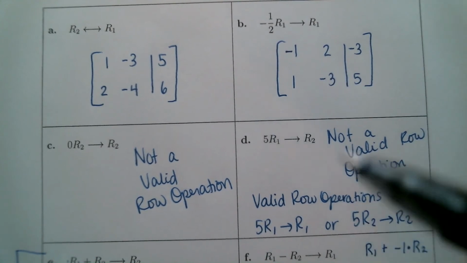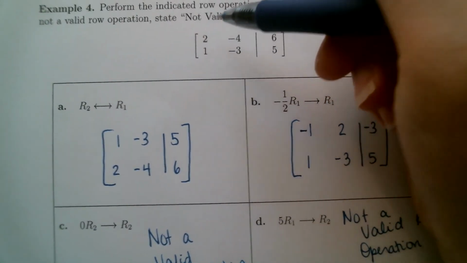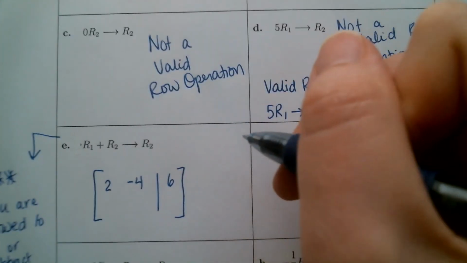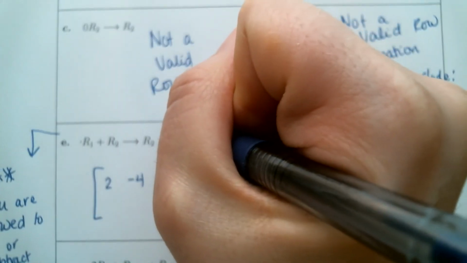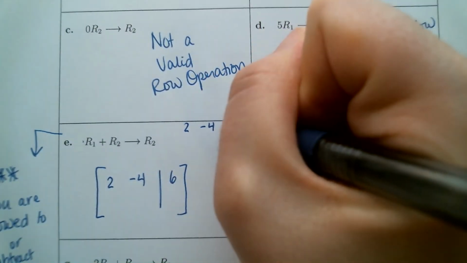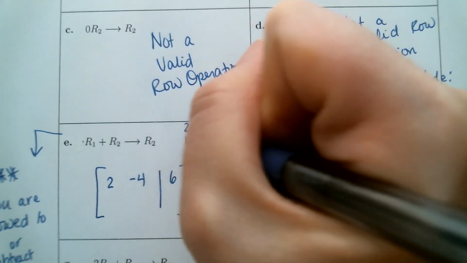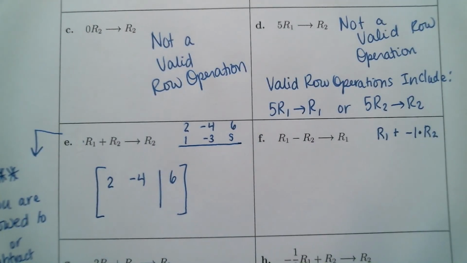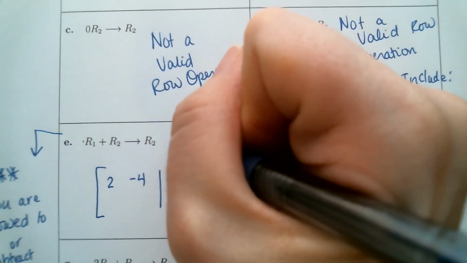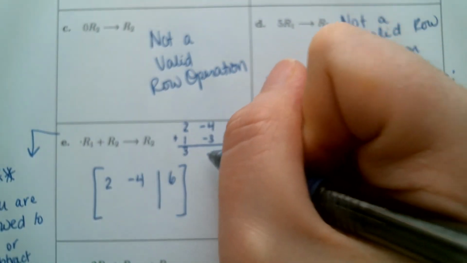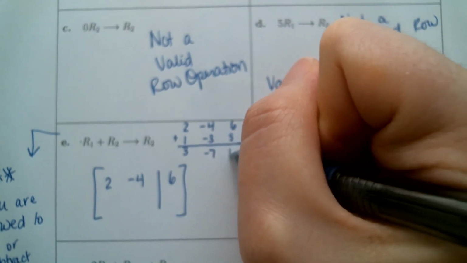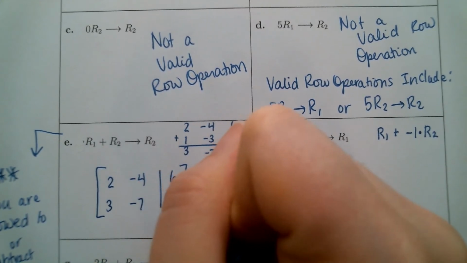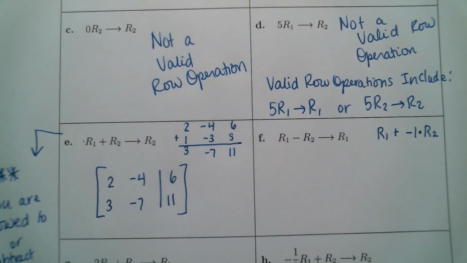So again, I'm going to add here. Let me do the work over here. So 2, -4, 6, 1, -3, 5. There's row 1 and row 2. We're just adding everything. So 2 plus 1 is 3, -4 plus -3 is -7, 6 plus 5 is 11. That is your new second row, and that will be your new equivalent matrix.